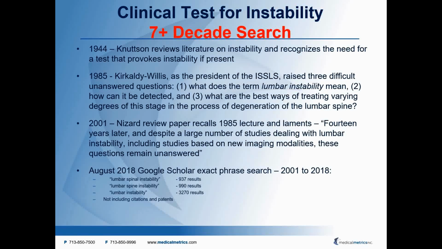A recent Google Scholar search, for exact phrases that would be expected in relevant spinal instability research studies, reveals thousands of research studies that addressed instability in the lumbar spine since Nizzard's 2001 paper. Despite these hundreds of thousands of man-hours and associated resources spent on all of this spinal instability research, there is still no validated, standardized test for spinal instability in routine clinical use.